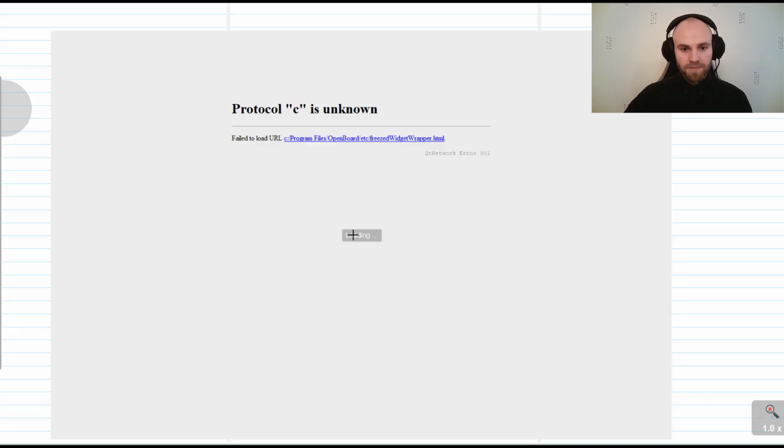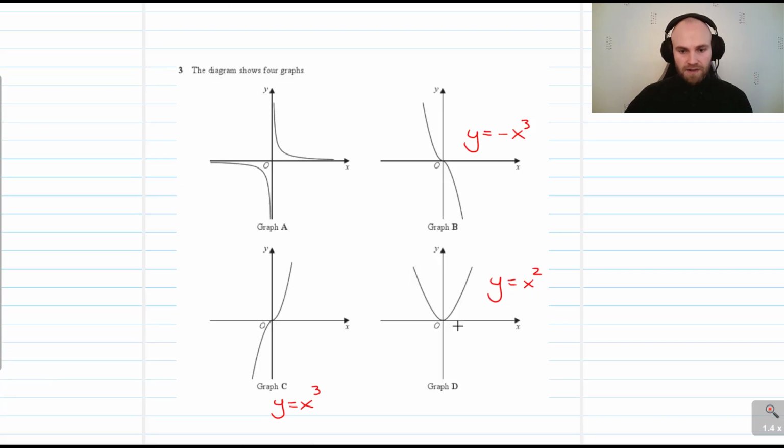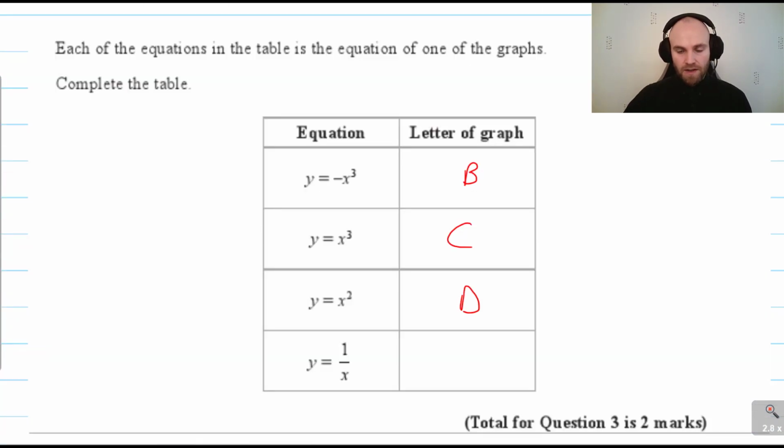It's going to be B. Y equals x cubed was graph C. Y equals x squared was graph D. And by process of elimination, we can say that this is going to be graph A.